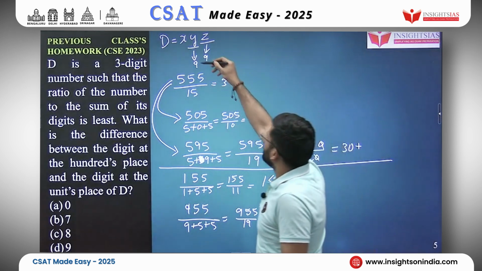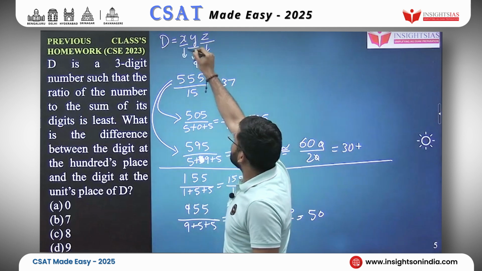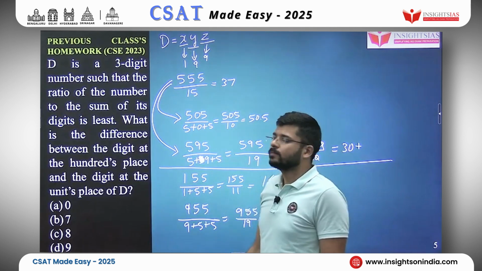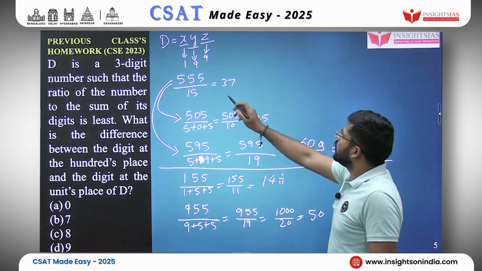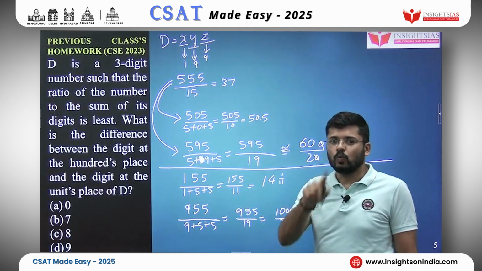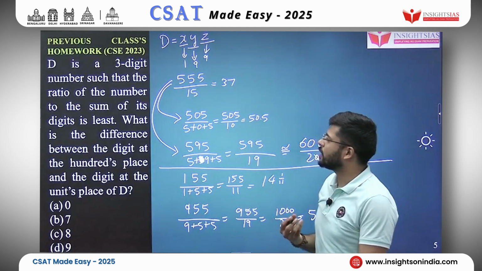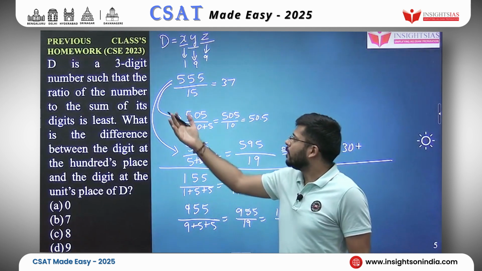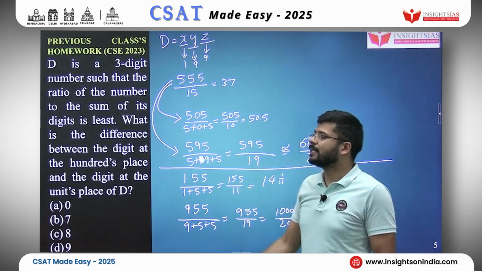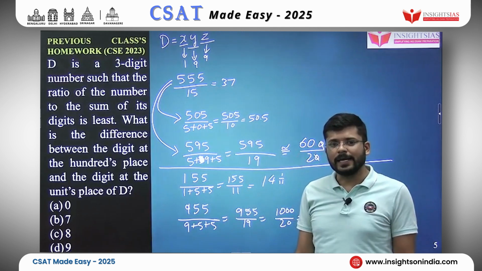So x shall have a least value. What is the least value that it can have? It shall have the value of 1. Okay. So z shall have 9, y shall have 9 and x shall have 1. So what is that number? What is that 3-digit number for which the ratio of the number to the sum of its digits is least? The number is 199.